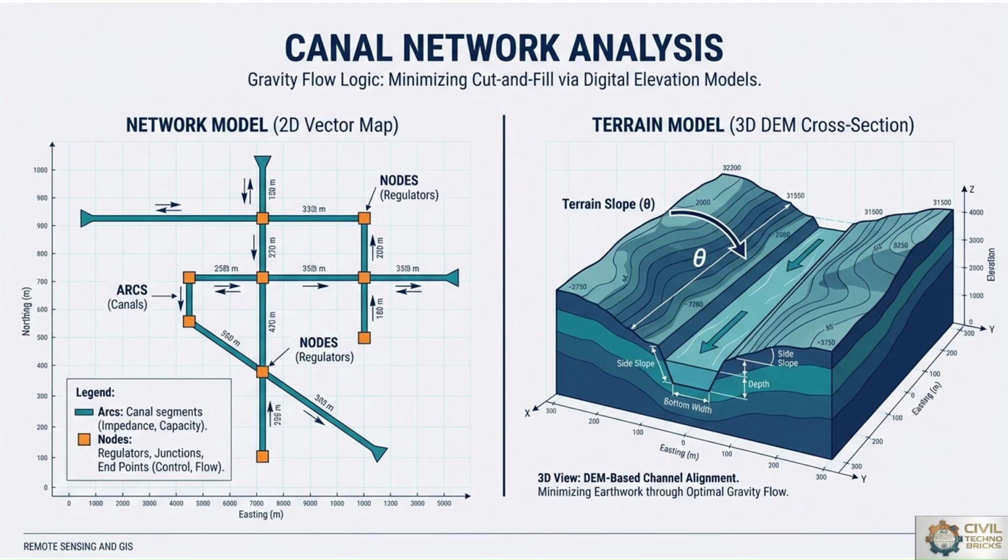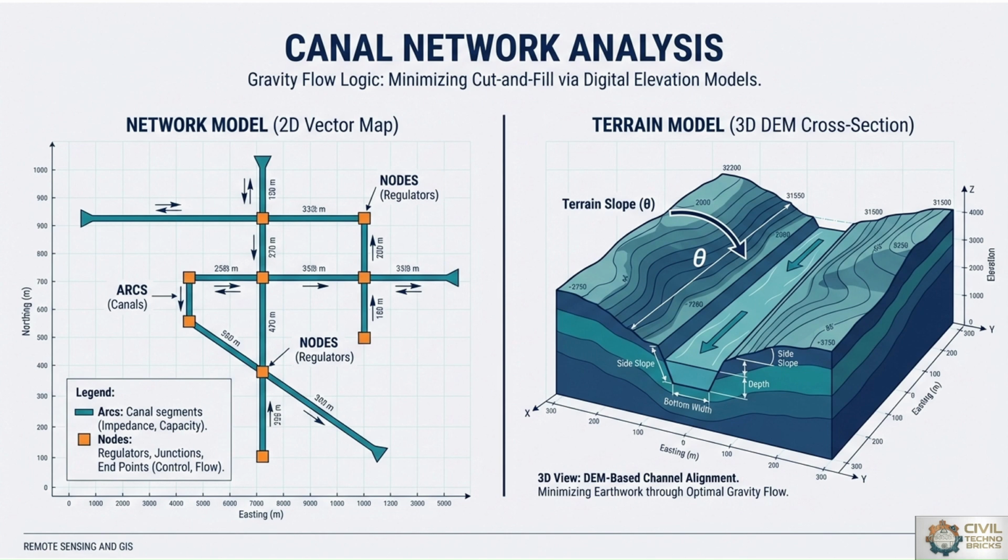These are also useful for checking the capacity of those arcs. Now in the terrain model, the 3D digital elevation model cross section is there, where there is an x axis and y axis, but there is also a third axis z showing the elevation at those existing coordinates. So the 3D view is a digital elevation model based on channel alignment, minimizing the earthwork through optimal gravity flow. So with respect to that gravity flow, we can monitor and study, as civil engineers, the terrain characteristics. Irrigation planning is essentially a spatial optimization problem.